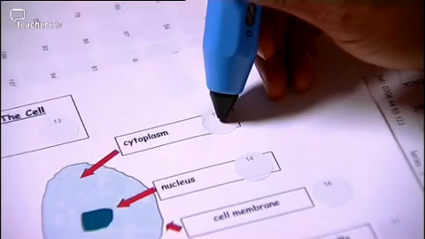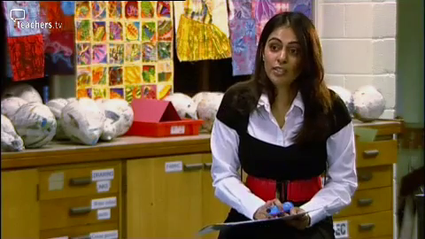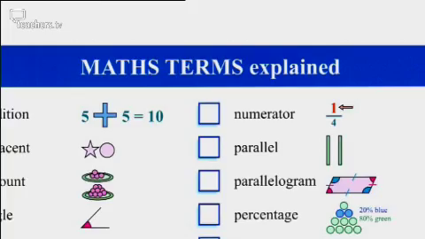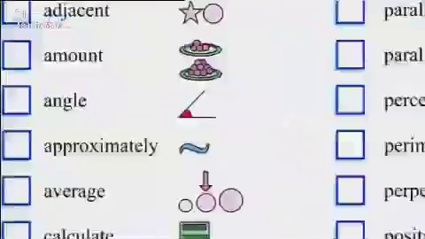The cytoplasm is where chemical reactions occur. You can re-record on the stickers, so the life of them is actually quite high. We tried it out with the science and the maths, and they were fantastic. English and geography we haven't tried out, but I'm sure that they'll be just as successful.